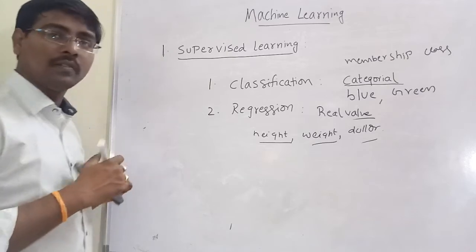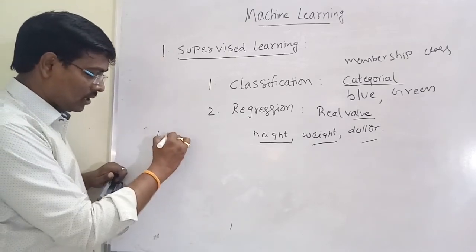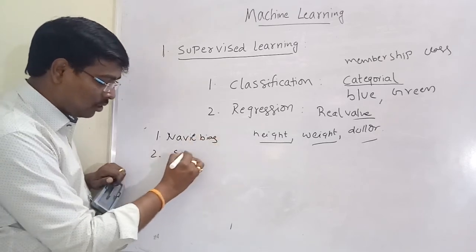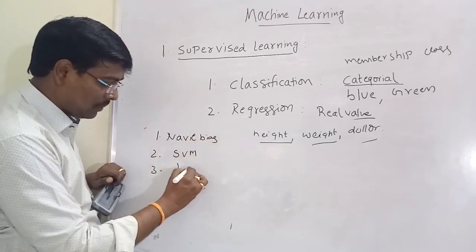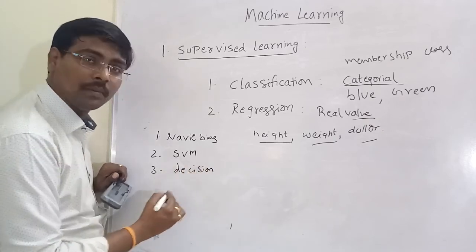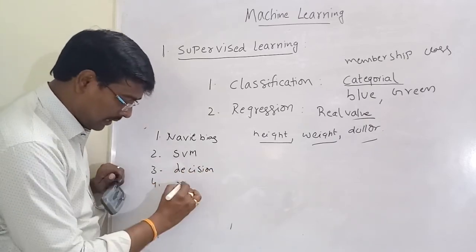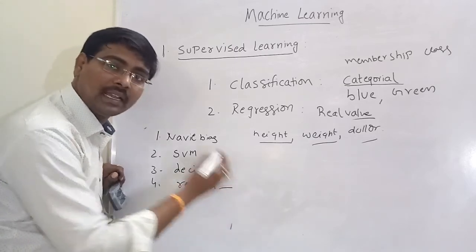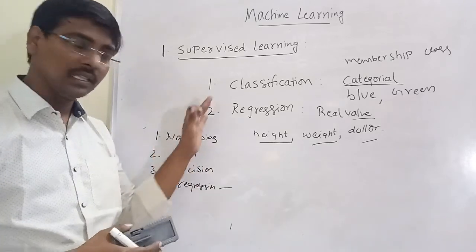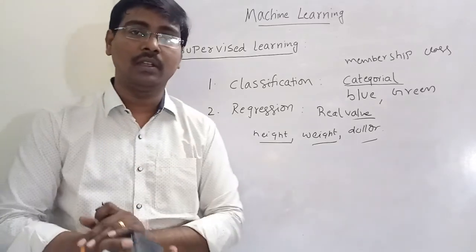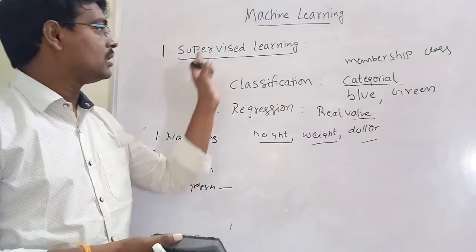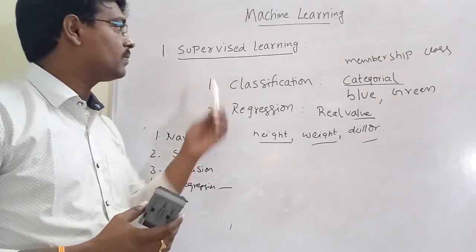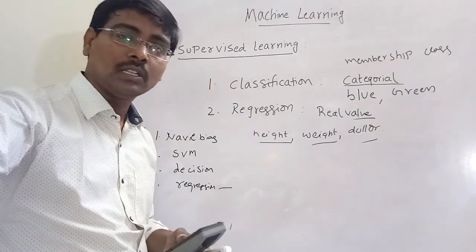Some of the supervised learning algorithms are the naive Bayes classifier, support vector machine, decision tree classifier, and regression, that is, linear classifier, binary classifier. We have many examples. In later sessions we will discuss each and every algorithm with some examples. This is supervised learning. Next we will move to unsupervised learning.